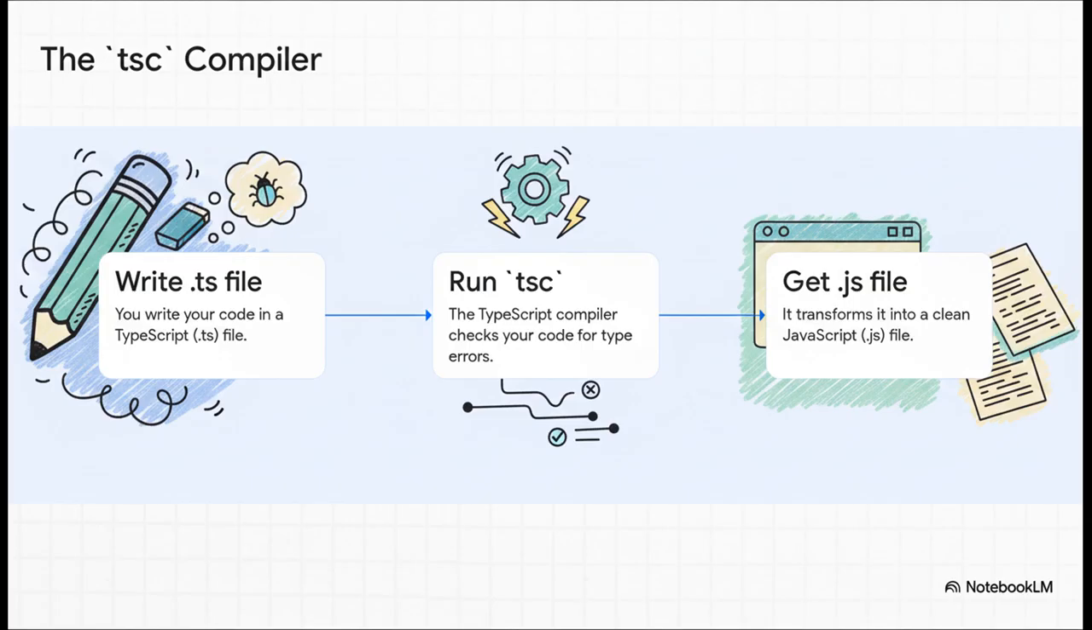First, you write your code in a file that ends in .ts. Second, you run the compiler and it checks your code for all those type errors we've been talking about. And third, if everything looks good, it just transforms your .ts file into a clean, normal .js file that any browser on Earth can understand.